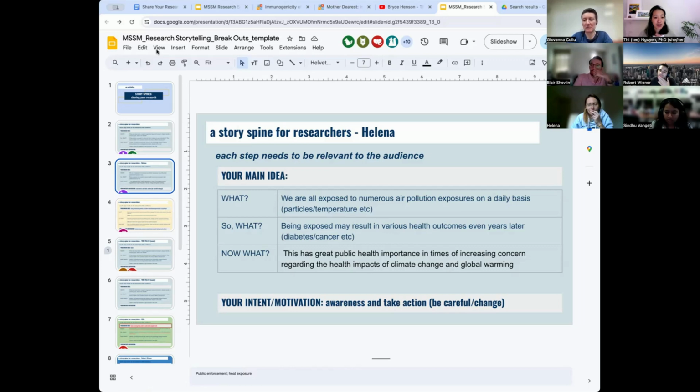Exposure on a daily basis. All the health outcomes, without knowing it. Oh, the long term and short term. Great. Okay, so there you go. You have some data, Anna.